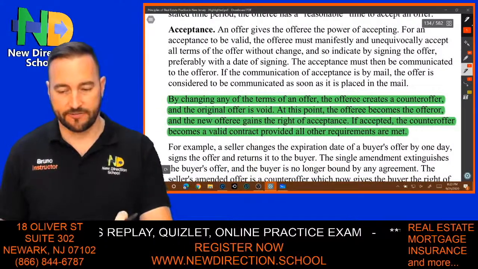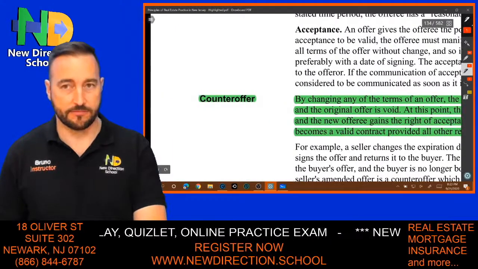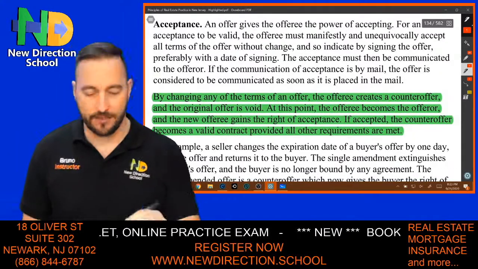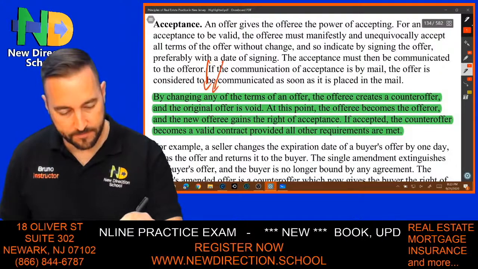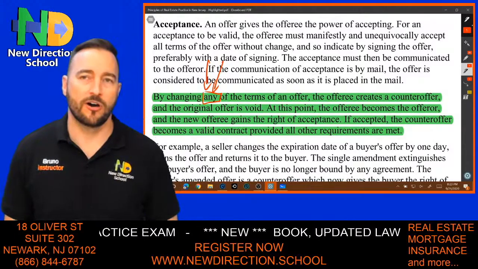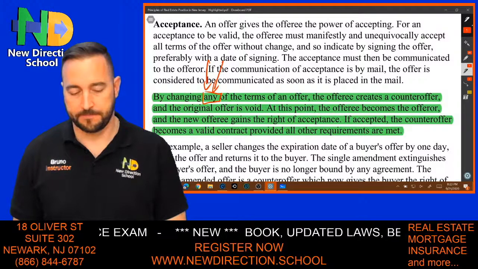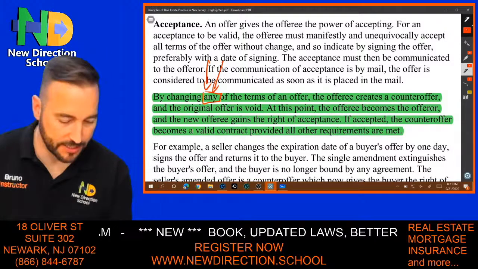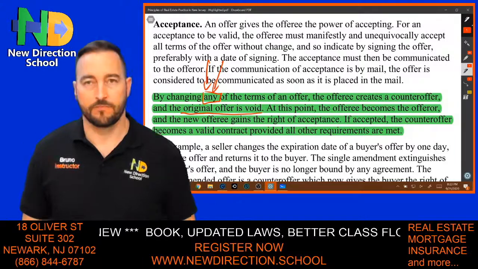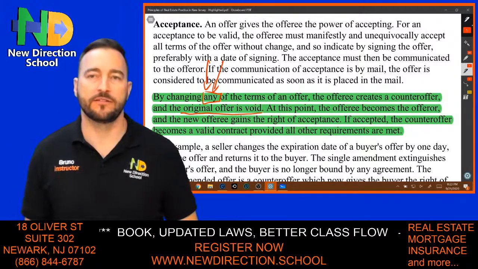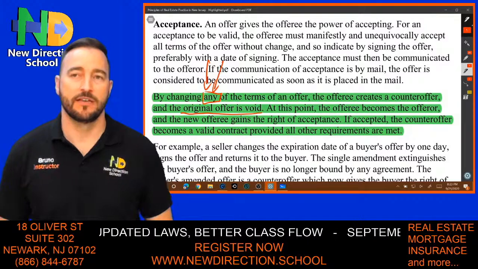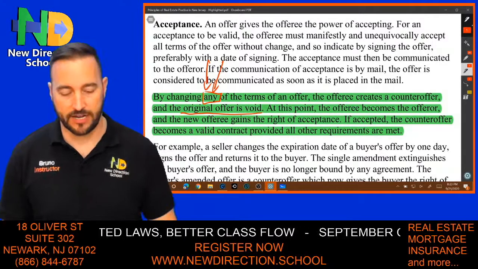Because counter offers, guys, it says right here, counter offer, right? By changing any of the terms of an offer, the offeree creates a counter offer. That means that the original offer is void. Okay? At this point, the offeree becomes the offerer, and the offeree gains the right of acceptance. If accepted, the counteroffer becomes a valid contract.